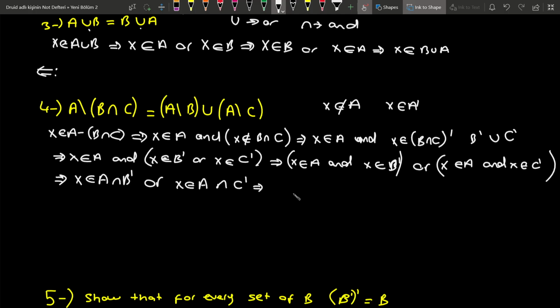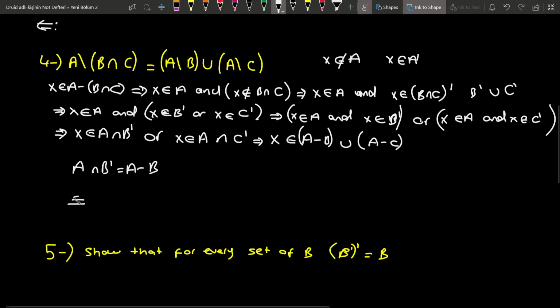This is going to mean that x belongs to A minus B union A minus C, because as we know, A intersection B complement is A minus B. We saw these yesterday. Showing it backwards, I'm leaving that part for you.